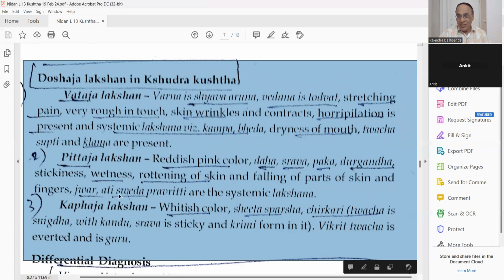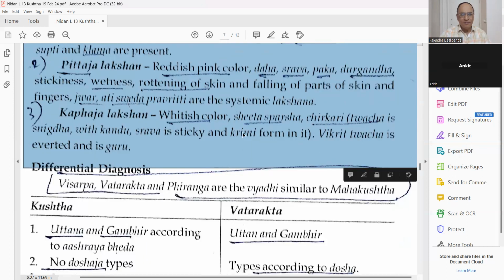Then Jwara, Atisveda. With Kapha, a white color, Shita Sparsha, and Chirakari. Acute, any skin disease is Vata Pitta. Chronic, always Kapha. Chronic, always Kapha.